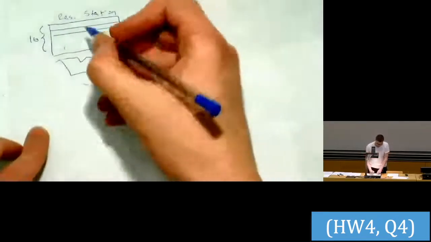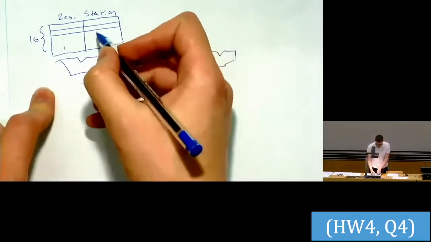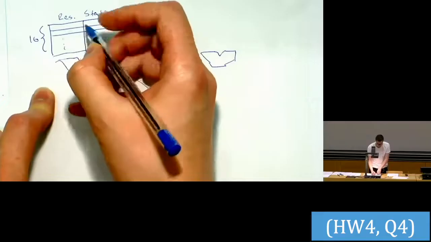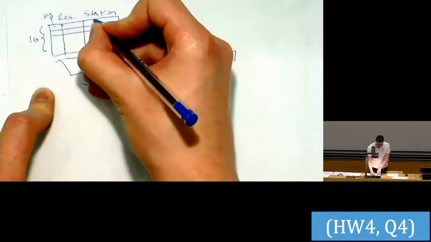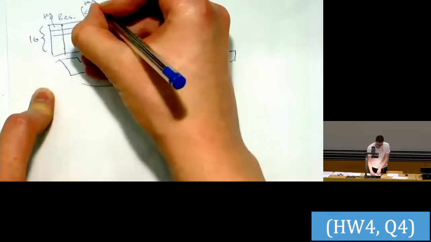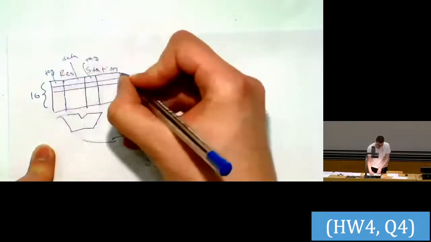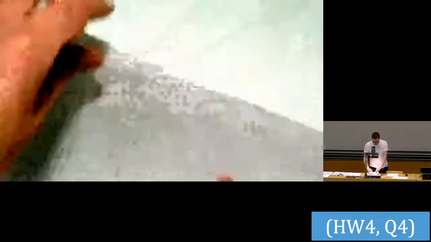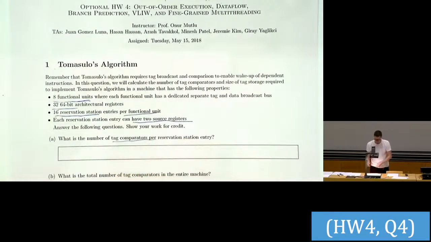So this is exactly the same reservation station that we had in the slides during the lecture. Here we have 2 source operands, and then it has separate tag fields for each source field. I guess you can see it. And then separate data fields. Yes, so it looks something like this. And the question is asking about how many tag comparators there are per reservation station entry.